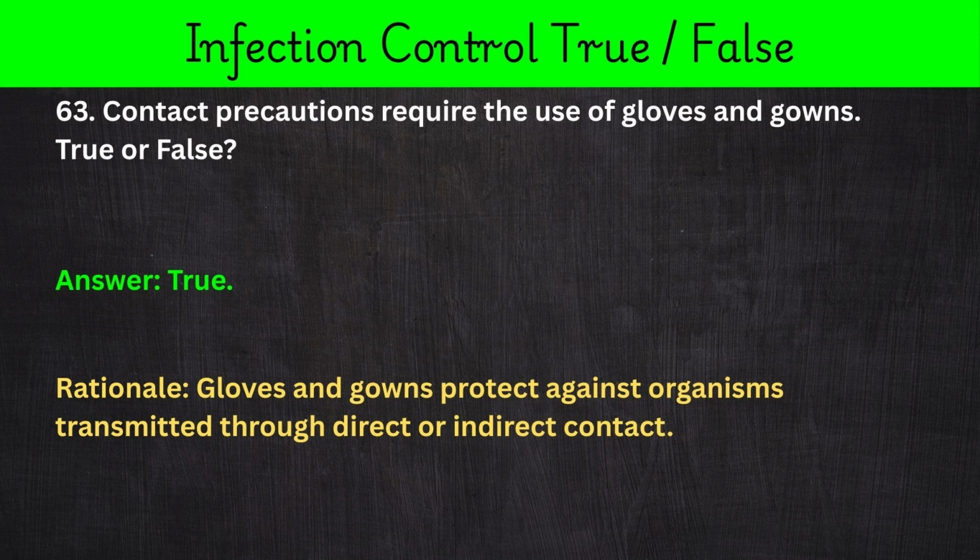63. Contact precautions require the use of gloves and gowns. True or false? Answer: true. Rationale: gloves and gowns protect against organisms transmitted through direct or indirect contact.